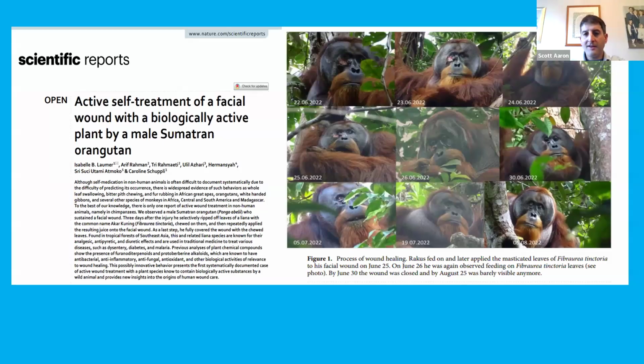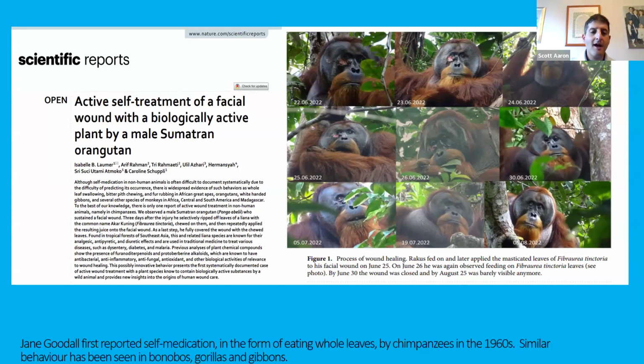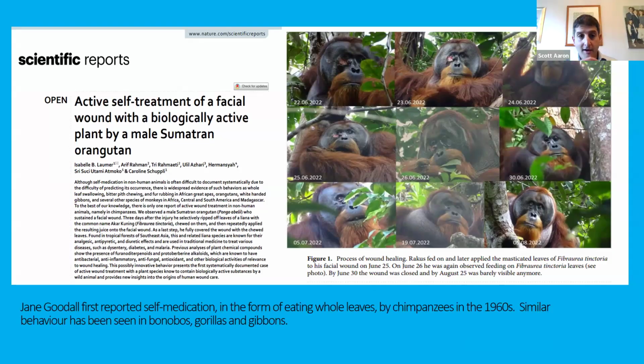So for those who can see the pictures, the one at the top, the orangutan has some sort of wound. He has gone out and he has been seen searching for a particular plant. When he's found that plant, he's chewed it, taken the liquid, put it on the wound, and then he's taken the mush and put it on his face. And he's done that repeatedly. So it's very clearly something he's not doing by chance. And this is interesting. The orangutan has been given the name Rakus.